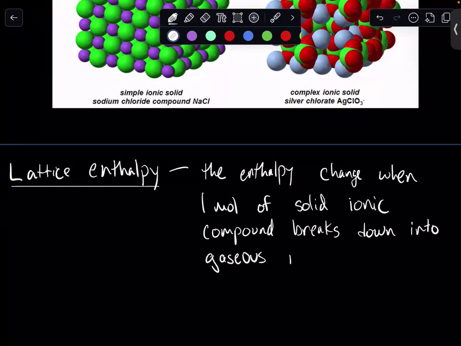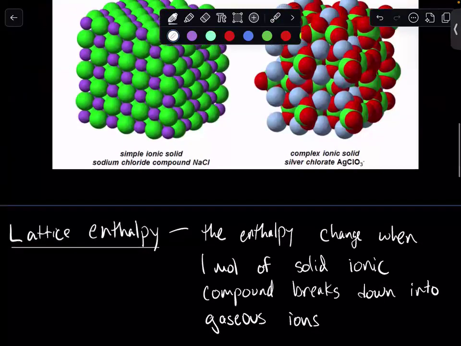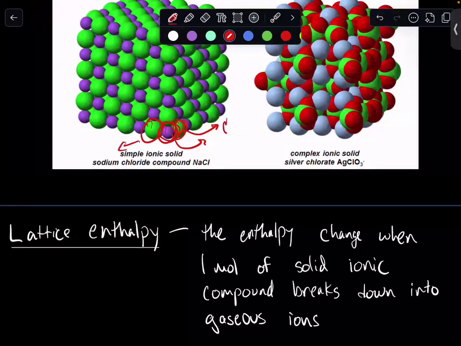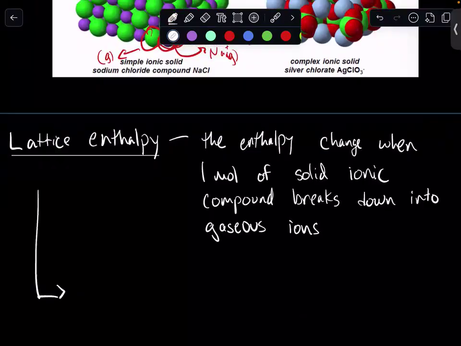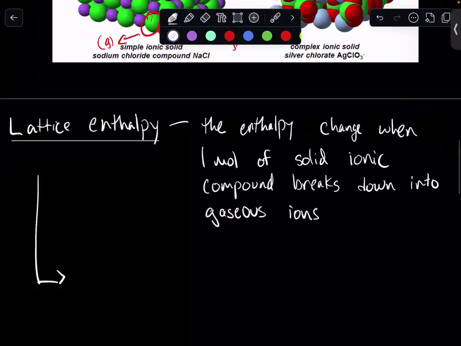gaseous ions. So what I mean by that is if we look at this image above, if we have 1 mole of this solid sodium chloride lattice just becoming chloride ions and sodium ions in gaseous state free floating, that would be the lattice enthalpy. So 1 mole of those separating. Now that means we have to break those bonds. We have to break the electrostatic interactions holding them together.